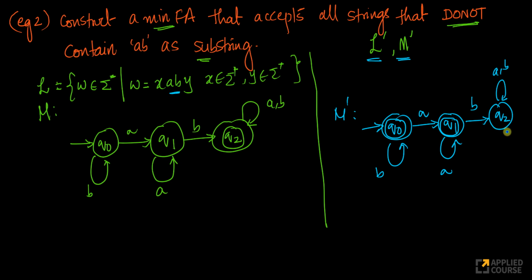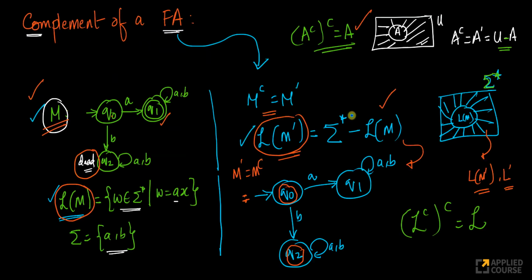That's it. So this automata now, if you notice, has a dead state. Once you reach this state, we can never reach one of the final states. So given M, we can compute M dash very easily, because we learned how to compute the complement of a finite automata.